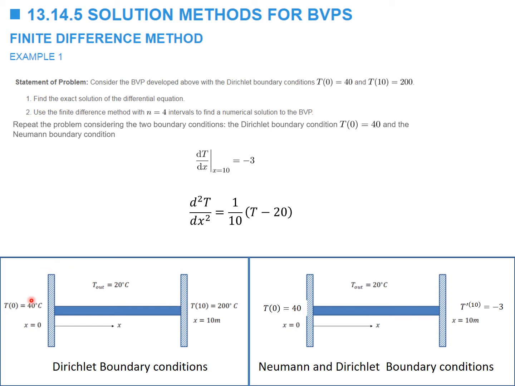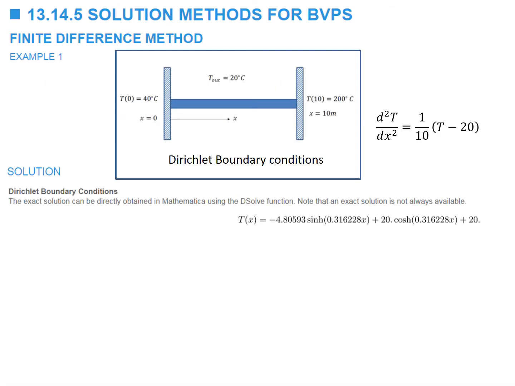So we're going to start with the first case. We have Dirichlet boundary conditions. We'd like to solve this differential equation using the finite difference method. Again, here's the differential equation. Here are the boundary conditions. And this differential equation can be solved. We can find an exact solution. Here I use the DSolve function within Mathematica, and here's the exact solution.